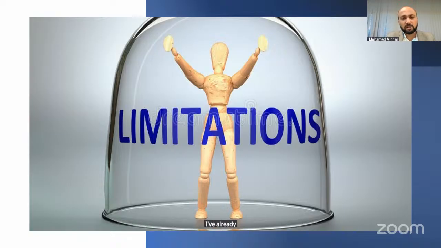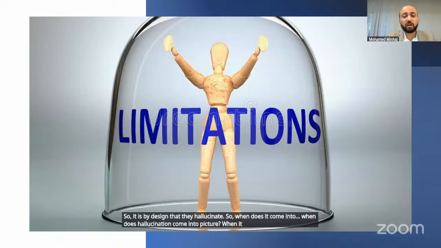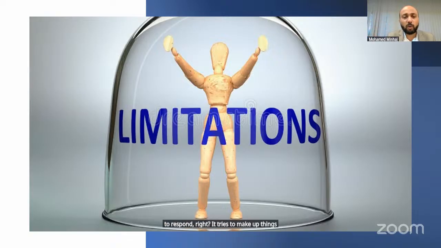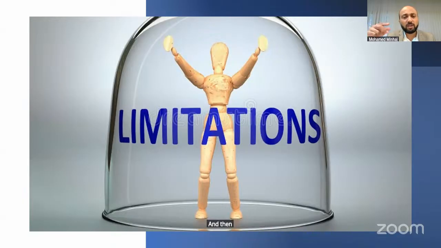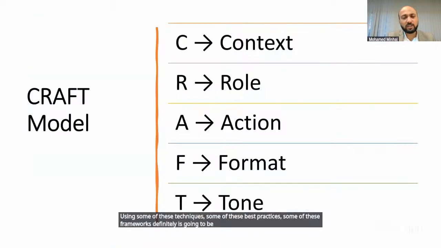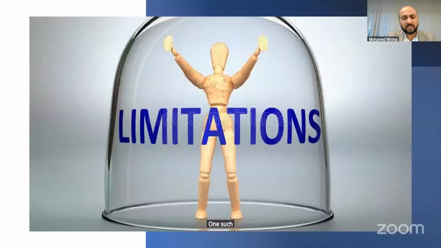I've already mentioned 2 limitations. I've told you that Gen AI tools have been designed to hallucinate. So it is by design that they hallucinate. When does hallucination come into picture? When it does not have sufficient knowledge to respond. It tries to make up things. What determines that is the knowledge cutoff and the hallucination temperature. And when you use the prompts that you give, using some of these techniques, best practices and frameworks is definitely going to be useful. One such framework is the CRAFT model.